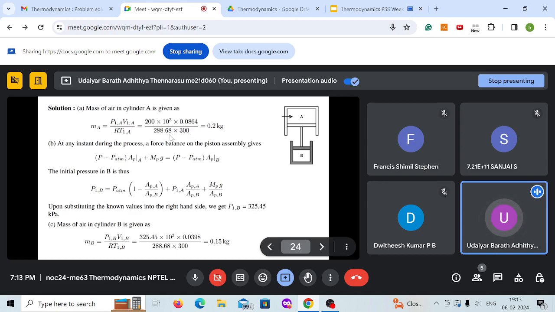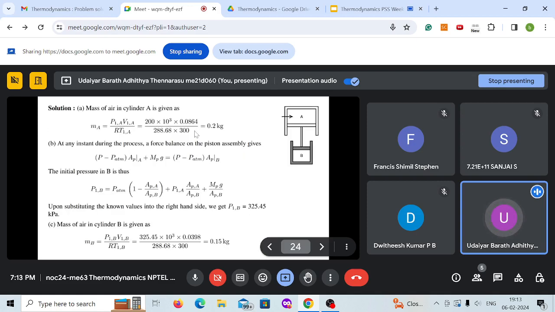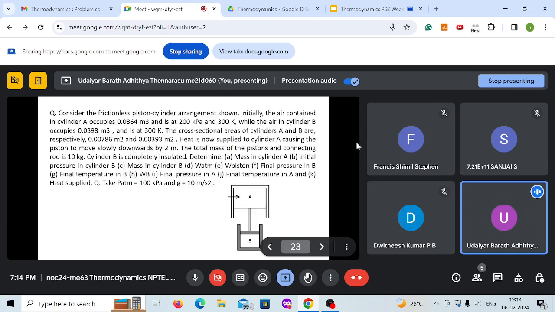So 288.68. The pressure is 200 kilopascal, which is given, and initial temperature is 300 Kelvin. And we also know the initial volume. So you just plug in all the values and we can find the mass. So 0.2 kgs will be the mass. So the first part is done. The next question is initial pressure in cylinder B.